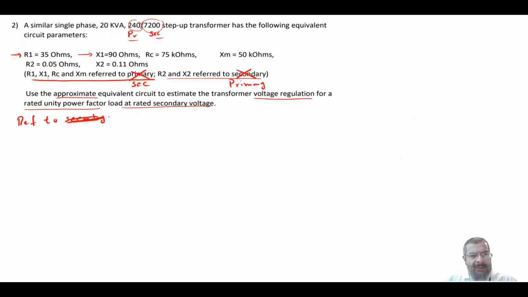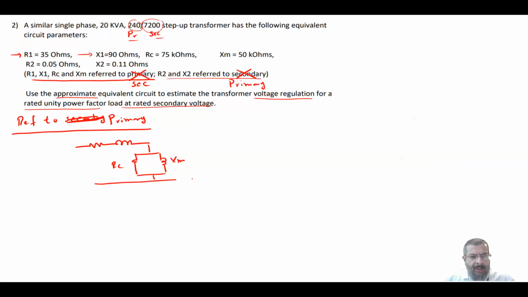Sorry, I will start with the circuit referred to the primary. I will start by referring everything to the primary. So let me draw the original circuit. So this is R1, X1, RC, XM, and here you have R2, X2.